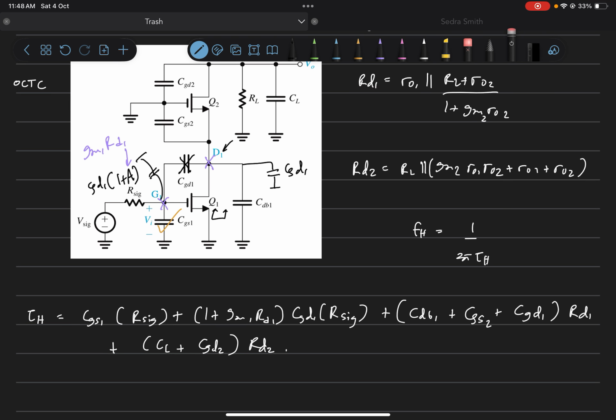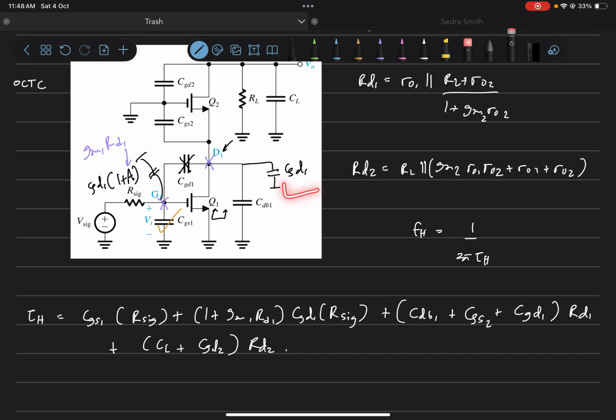So when we look at this CGD1, we open circuit everything else. For this CGD1, what will be the RTH? It will be similar to the RTH seen by CGS1, because these two are in a similar position. That will only be RSIG. So we'll have CGD times RSIG times this (1 plus A) factor, where A was GM1 RD1, as you can see here. It will be similar to CGS1 because the RSIG will be the same, since these two are in a similar position.